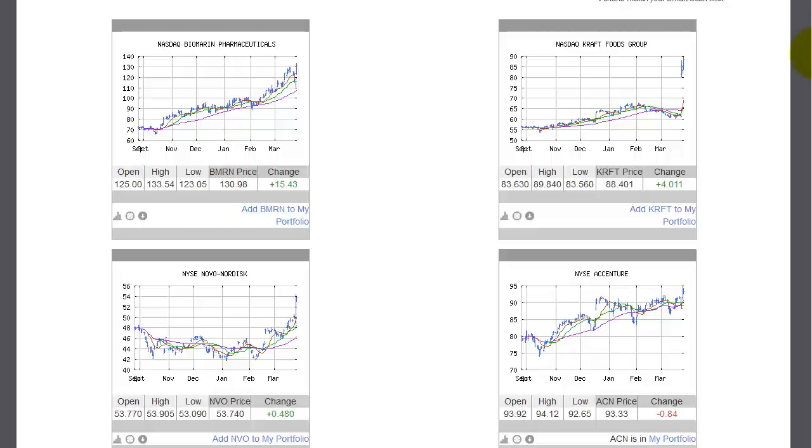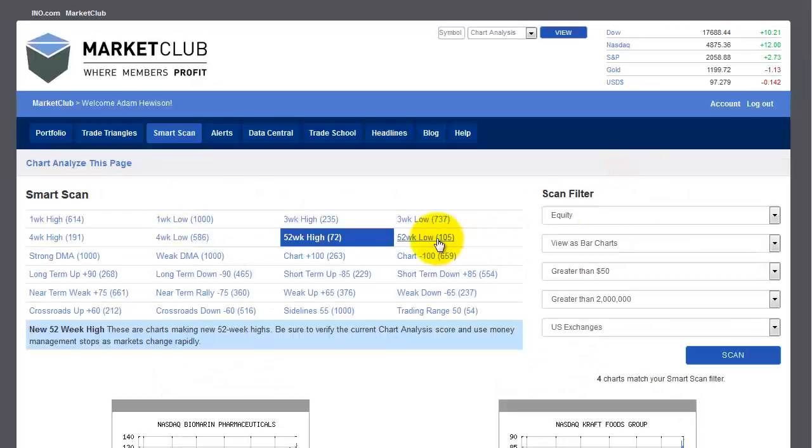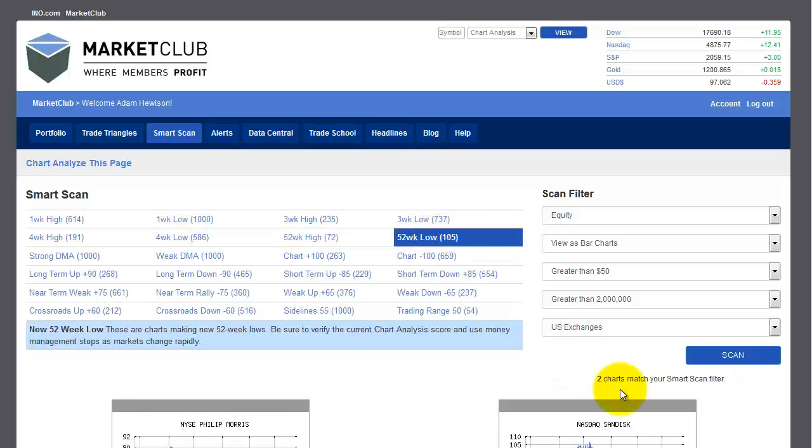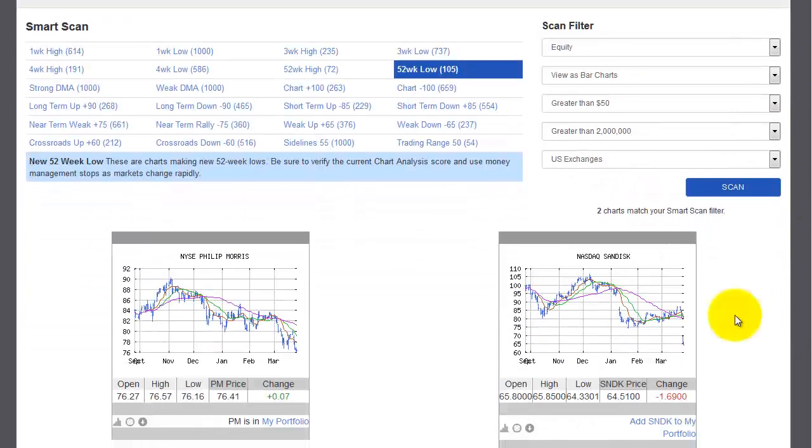Now let's take a quick look at what we said before, new lows. So there's 105. We're clicking on those once. We filtered them already. Same filter. Let's see what we come up with.